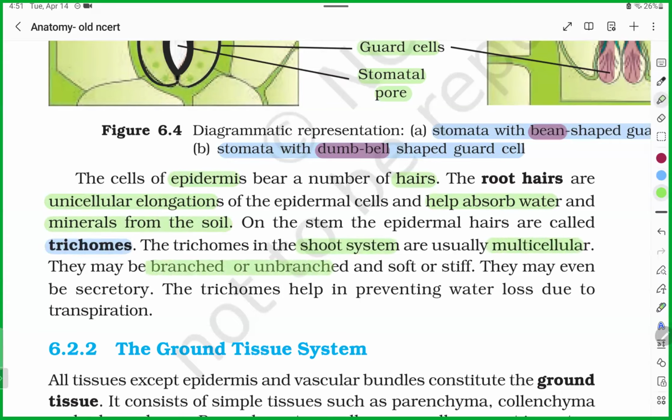They may be branched or unbranched. Most root hairs are not branched. They might be soft or stiff, or many times they can be secretory. They secrete some material. They prevent water loss due to transpiration, because too much light falls on the plant leaves and stem. Water can evaporate. To protect from the evaporation, trichomes are present, cuticle is present. Understood, guys?